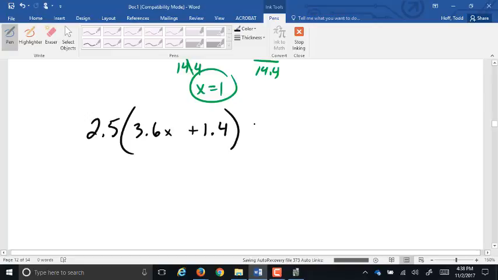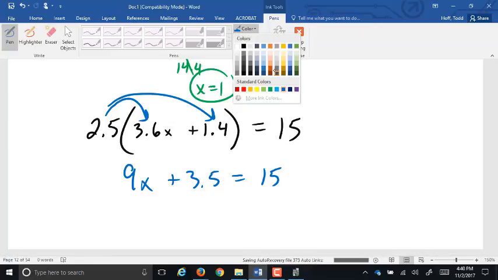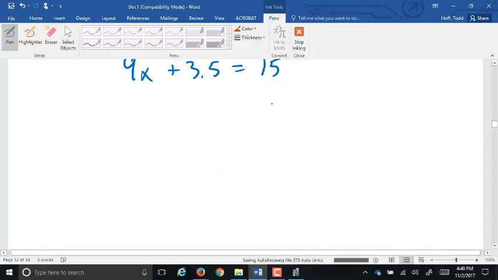So 2.5 times, in parentheses, 3.6x plus 1.4 equals 15. I'll have you go from there. We'll talk. Walk me through it. Okay, so 2.5 times 3.6x is 9x, good. 2.5 times 1.4 is 3.5, so plus 3.5. Then what? Subtract the 3.5.